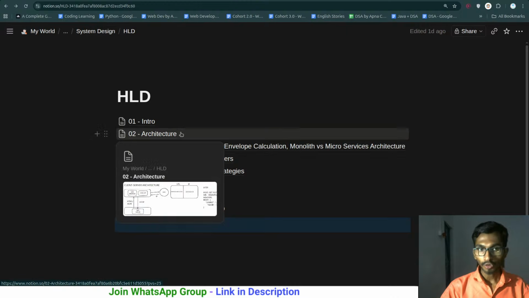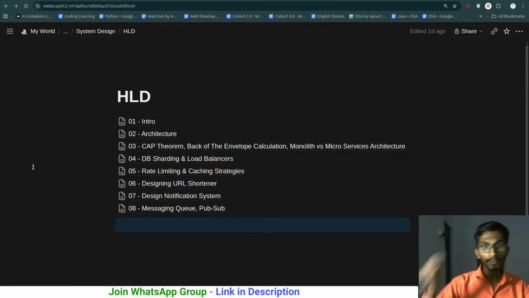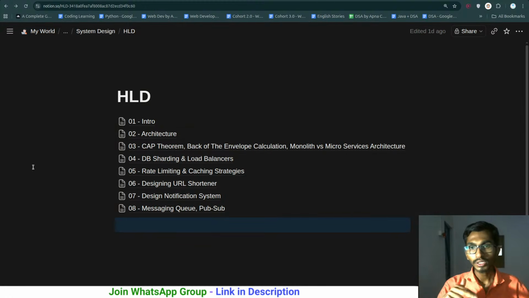Ultimately, we have talked about normal architecture, CAP theorem, back of the envelope estimation, BOE, and monolith versus microservices. We have even talked about databases, where you should use a shared DB and where you should use different databases. You should horizontally scale the database. And we have even covered DB sharding and load balancers.